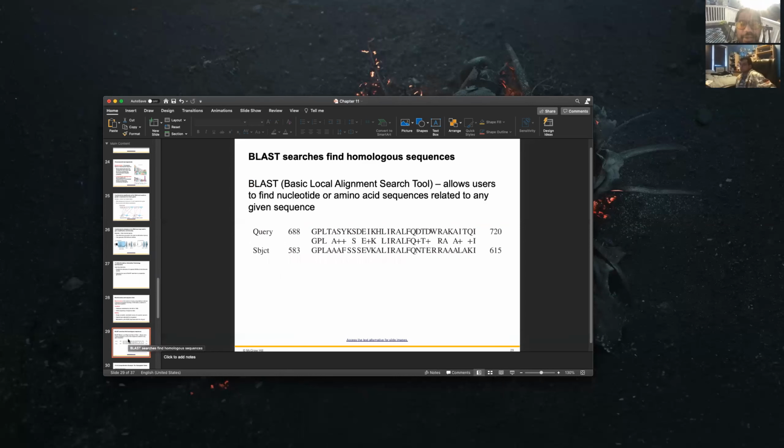All right. Yeah, this is what we use also. BLAST stands for Basic Local Alignment Search Tool. It allows users to find a nucleotide sequence or an amino acid sequence that's related to any given sequence. So let's say we looked for whatever sequence up there in the query, and then you'd return matches that are similar to that. So that's basically what you use on a computer.